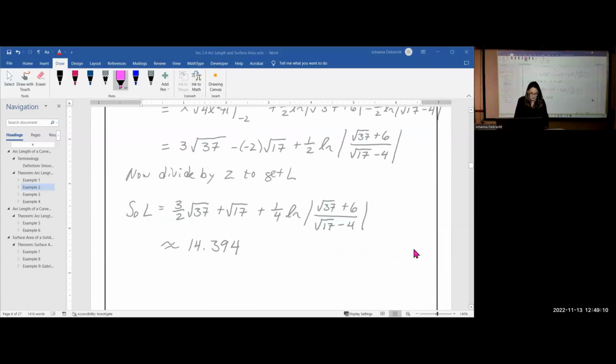And this gives us our final result, which you'll see down here: 3/2 root 37 plus square root 17 plus 1/4 the natural log of root 37 plus 6, all divided by root 17 minus 4. And again, this is actually strictly positive, so you can drop the absolute values. And I used that algebra rule where when you're subtracting logs and the bases are the same, you can write it as the ratio of the two values. And this turns out to be about 14.394, or about 14.4.